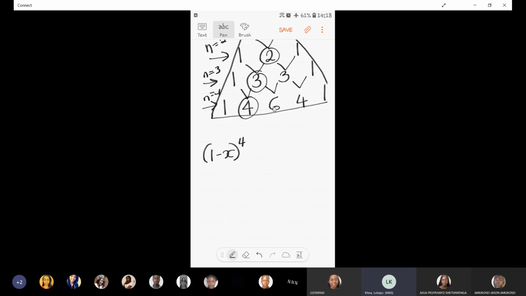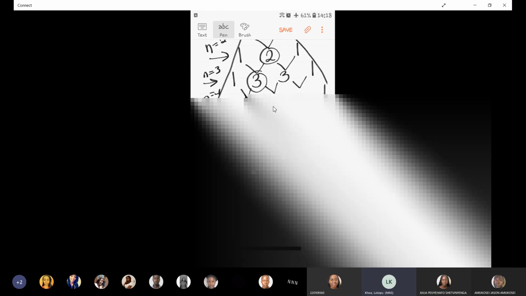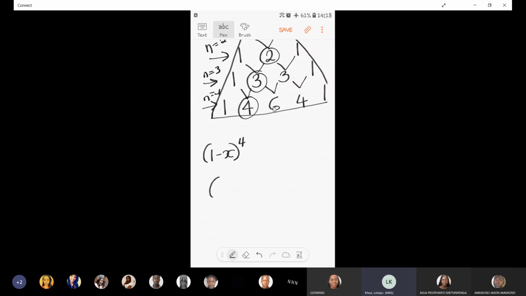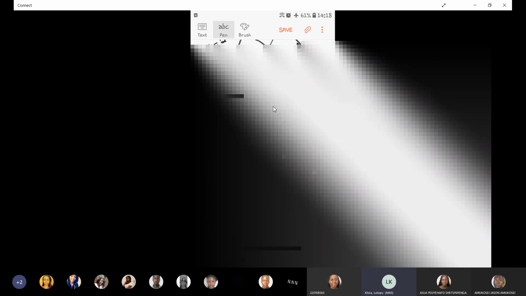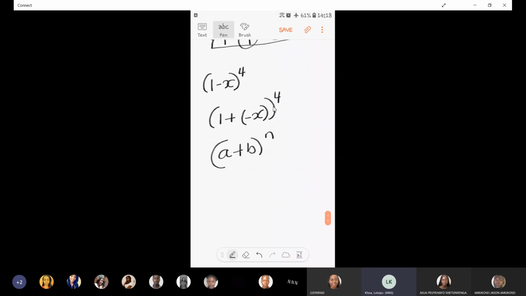You're adding A and B. Here I have a difference. So first thing I need to do is rewrite it as a sum. So when I do that, I have 1 plus negative x to the power of 4. Now it is in the form A plus B to the power of n, because the binomial expansion works for a sum, not for a difference. So now that I've written it like this, I can say that my A is 1 and my B is negative x.